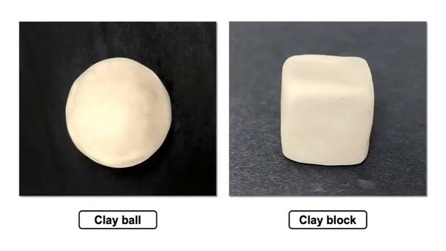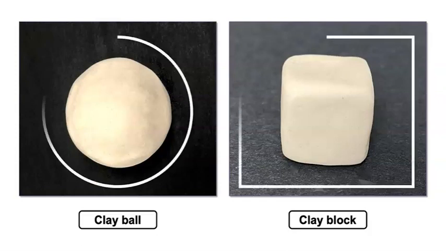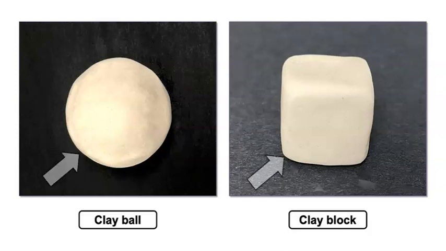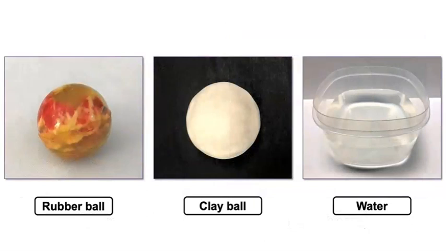Let's look at the clay ball and clay block again. The ball and block are different objects, so the properties of the two objects, such as shape, are different. But the ball and block are made of the same material, clay. So the properties of the material, such as color and texture, are the same. Let's observe two more properties.